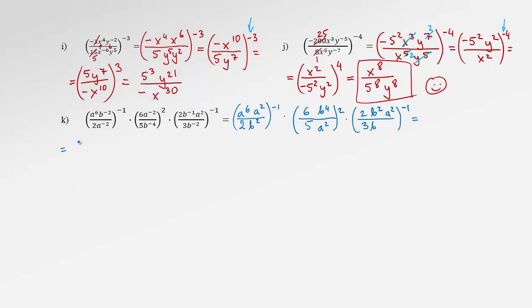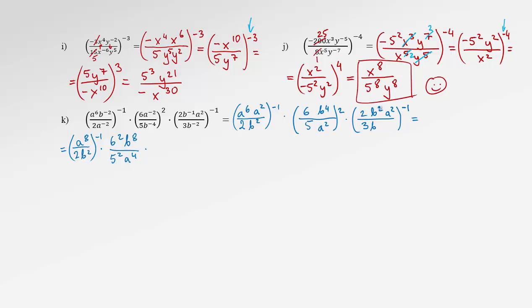So the first fraction would be a to the 8 over 2b squared, everything to negative 1. In the next bracket, there is nothing to simplify, so we can actually deliver the 2 already. So it is 6 squared b to the 8, remember multiply exponents, and then it's 5 squared and a to the 4.